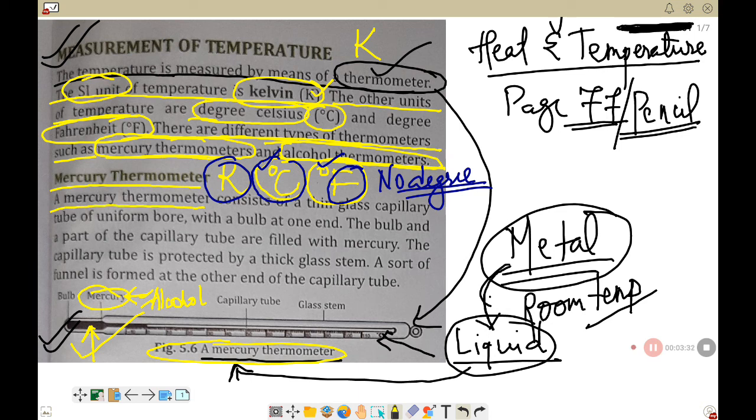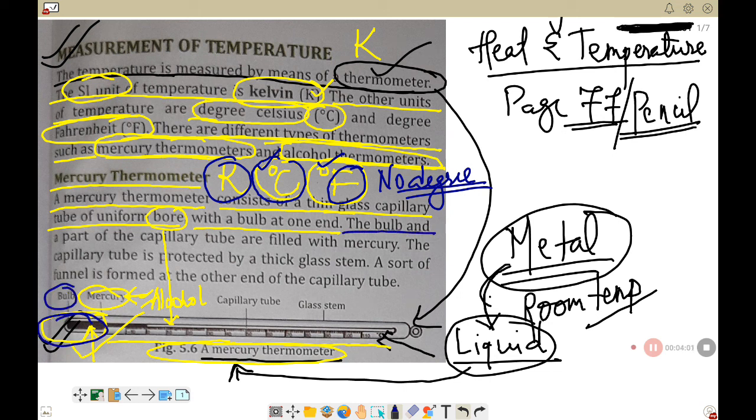Okay, now let's learn mercury thermometer. A mercury thermometer consists of a tiny thin glass capillary tube of uniform bore. So here you have a thin glass tube of uniform bore. Uniform bore भनेको चाहिँ के हो? यो ग्लासको चाहिँ यहाँ बीचमा के छ? दुलो छ, hollow छ, एउटा बीचमा सानो hollowness छ. So त्यसलाई चाहिँ भन्छ bore. Okay, with a bulb at one end. So here you can see a bulb. It's written bulb also, isn't it?